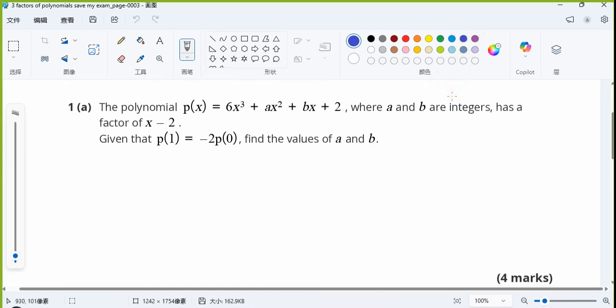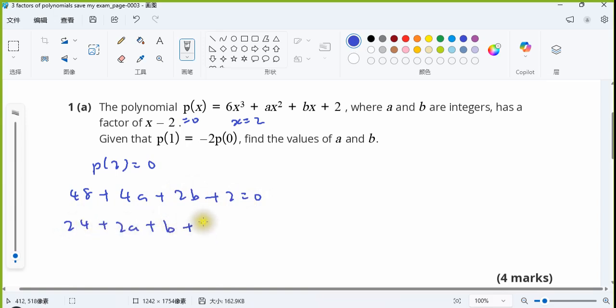The polynomial has integer coefficients a, b, and x minus 2 is a factor of this. So we have x equal to 2, so we know that P(2) equals 0. So we have 2 to the power of 3 is 8, 48 plus 4a plus 2b plus 2 equal to 0. Divide by 2, then 24 plus 2a plus b plus 1 equal to 0. So we have 2a plus b plus 25 equal to 0.